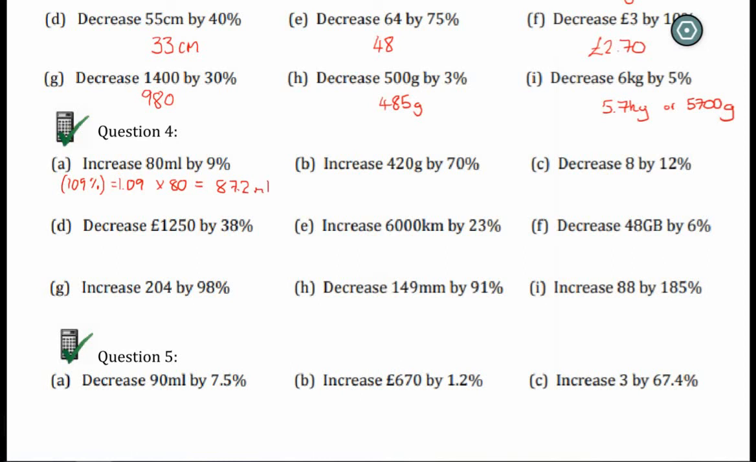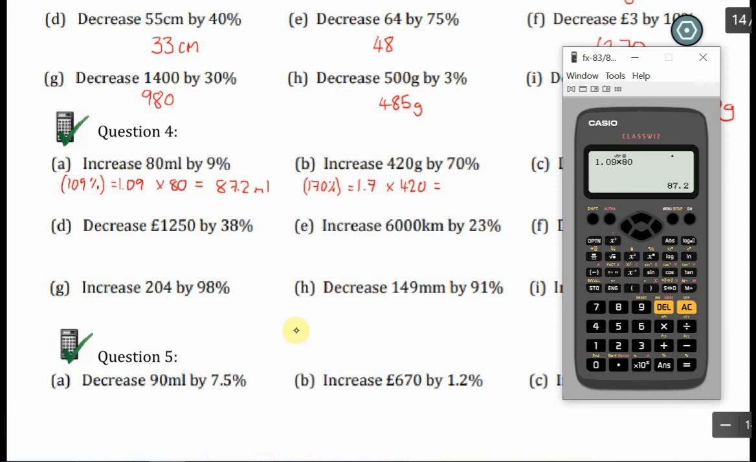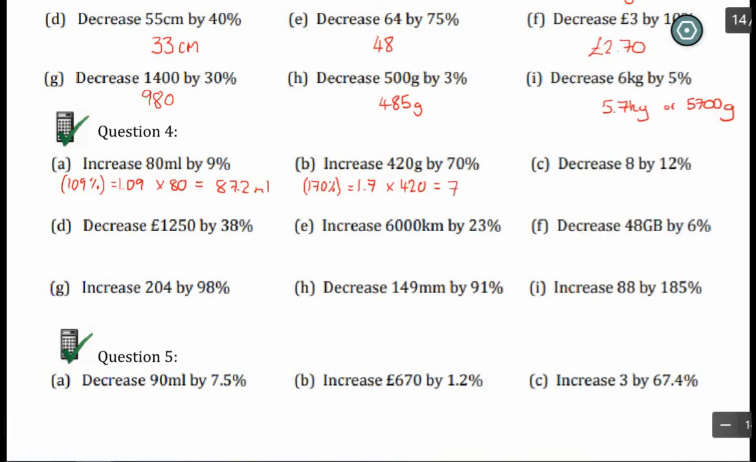Okay, if I increase by 70%, then I'm effectively trying to find 170%, which is 1.7 as a multiplier. I'm going to times that by 420. So 714. Most of these are quite straightforward, so I will just do the rest and you can mark. So pause the video now, have a go.